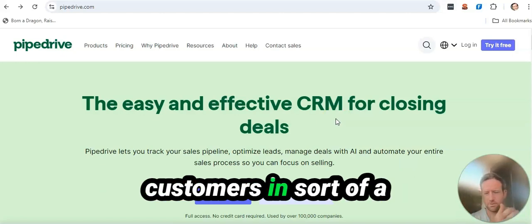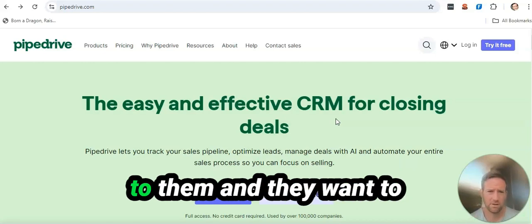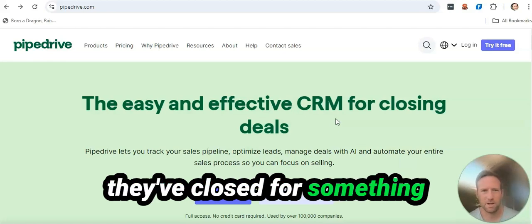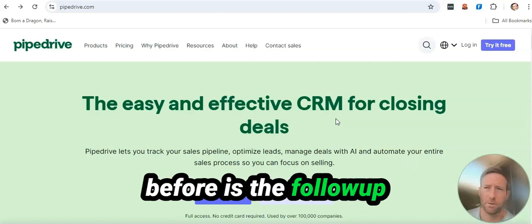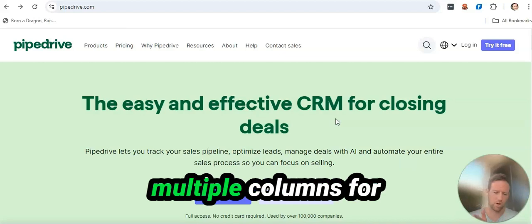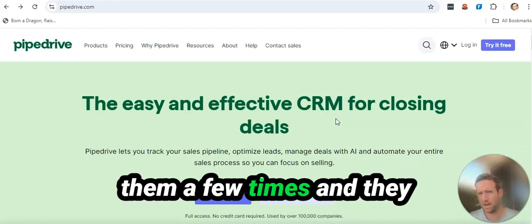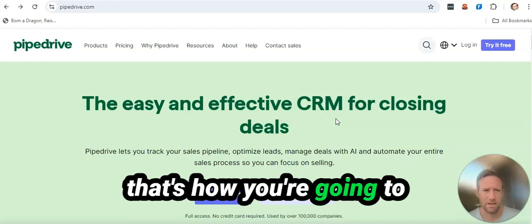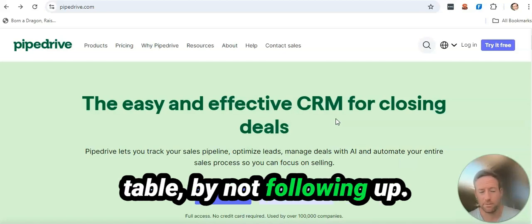You can put customers in sort of a chain of stages, right, based on where they're at as a lead. So if you just reached out to them and they want to book an appointment, you could put them under the appointment column. If they've closed for something else, you can put them under a different column. Or if you need to follow up with them, and that's kind of what I was talking about before, the follow-up process is so important, then you have a separate column for that. And you can have multiple columns for first follow-up, second follow-up, third follow-up, in case you call them a few times and they don't pick up, just so that you're remembering to do that, because honestly, that's how you're going to get many more customers. You're going to avoid leaving lots of money on the table by not following up.